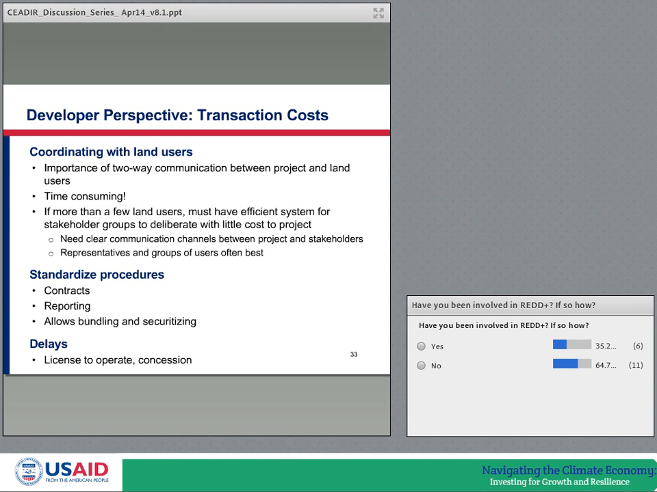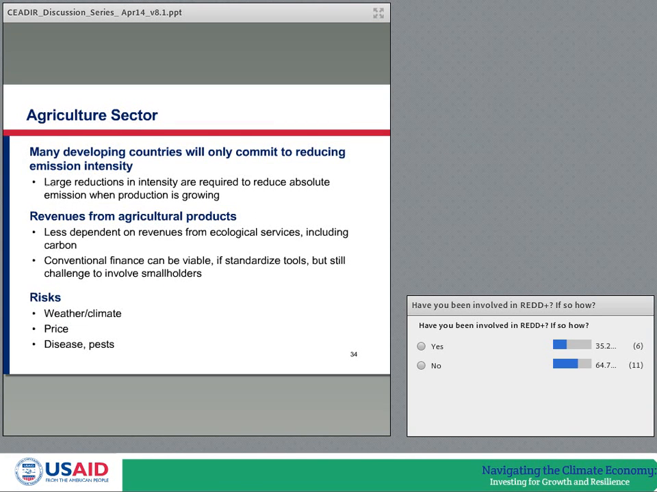Another huge thing is delays. Think back to that time horizon. If you have several years of uncertainty about whether you're going to get your permits from the government to operate, or if you spend years negotiating who's going to get paid to do what, that can make your project financially unfeasible. And that's a huge risk.